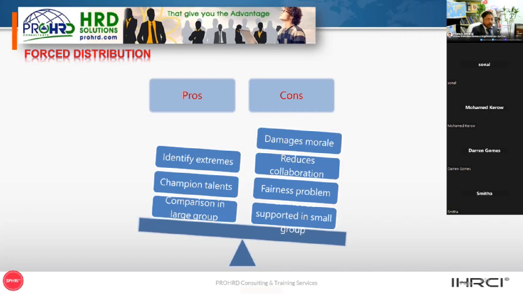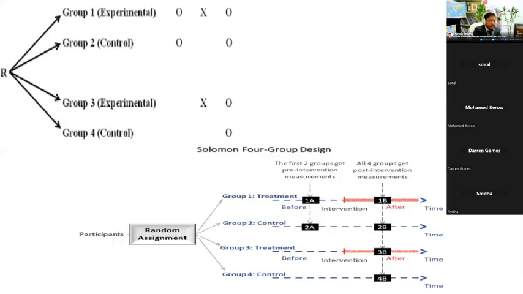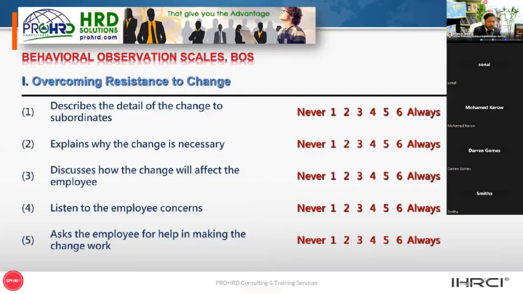I think I have exhausted all the ideas. Okay, we'll continue in the next class with graphic rating scales and other metrics, and the Solomon 4 group. We already came across this concept while doing the quiz, question and answer. Remember, Solomon 4 group design. You were all wondering what this Solomon 4 group design is, so I'm going to explain. We'll have a deep dive, and then we'll again look at the behaviorally anchored rating scale and behavioral observation scales. The pros and cons we'll look at.